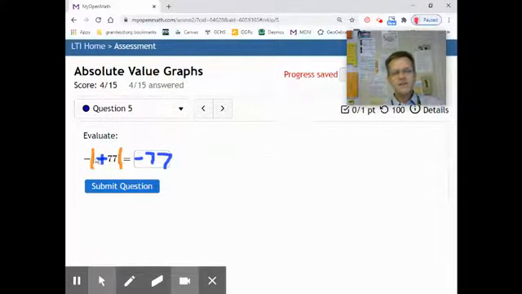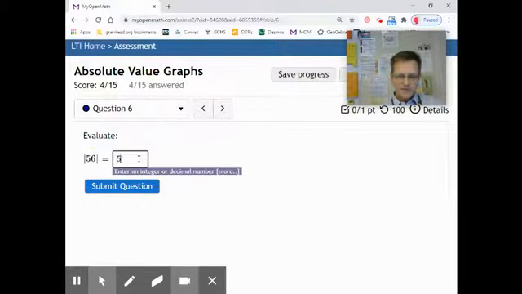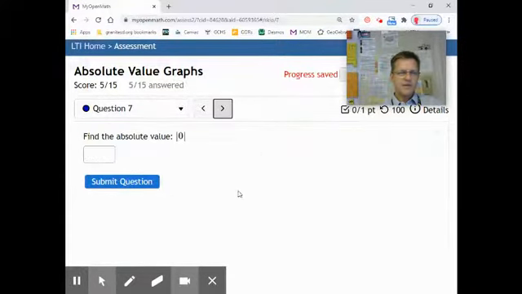Right. So the negative on the inside becomes positive, but the negative on the outside is still there, didn't go anywhere. Absolute value of 56, yeah, there you go. And then absolute value of 0. Let's go back to the definition of absolute value.